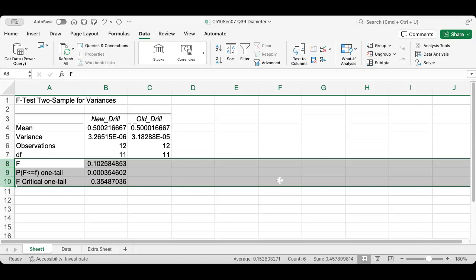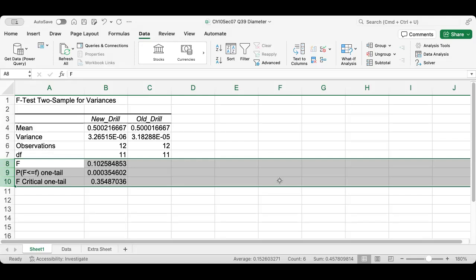What's the other way to tell? The p-value. Exactly. This p-value is 0.0003. That's way smaller than 0.05, right? So the new drill is less wobbly than the old one. There's less variation. These numbers are closer together. We get better quality control from the new drill.